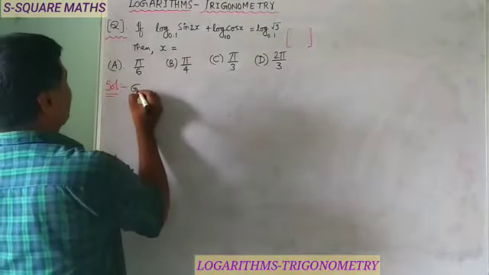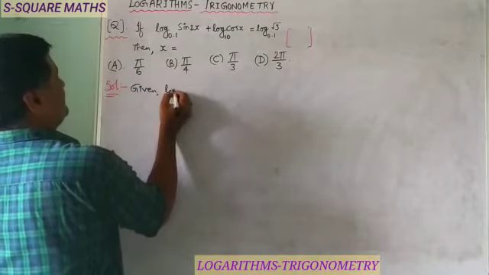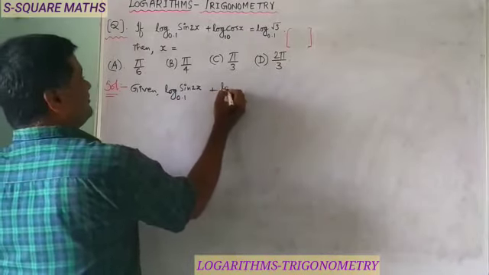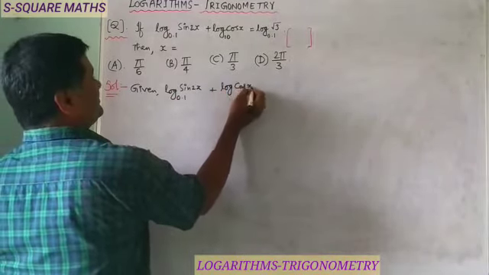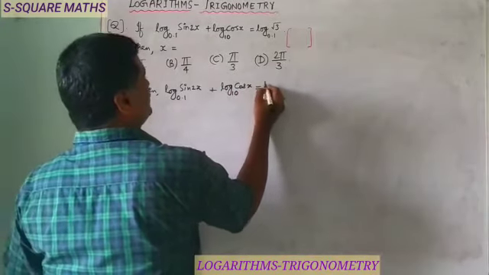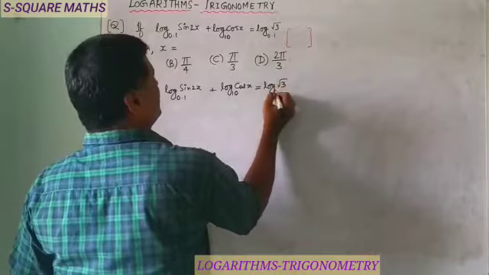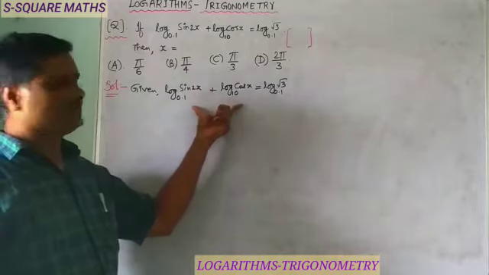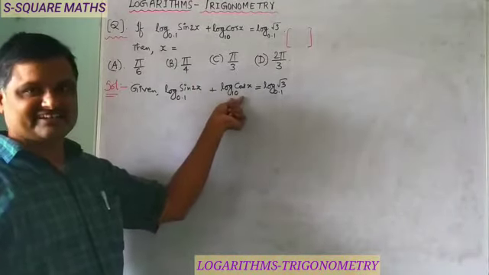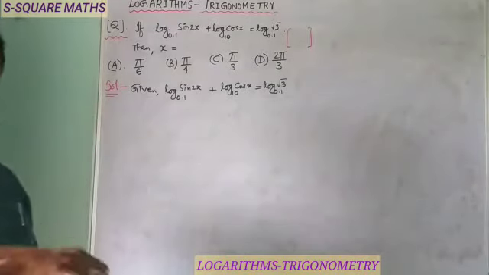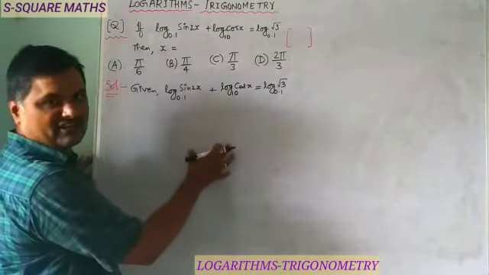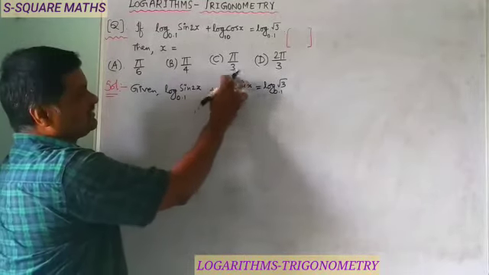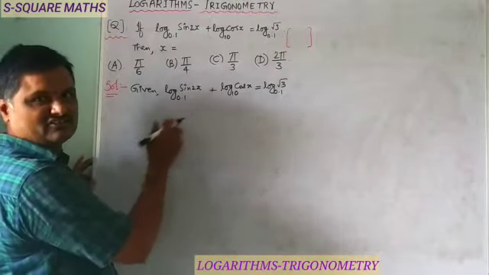Solution. So given log of sin 2x to the base 0.1 plus log of cos x to the base 10 is equal to log of root 3 to the base 0.1. So if you observe carefully, we have two terms. Here the base is 0.1, here the base is 10 and on the RHS you have 0.1. In order to apply a property of the logarithms, we should have the same base. So the second term we reduce to the same base, nothing but 0.1.